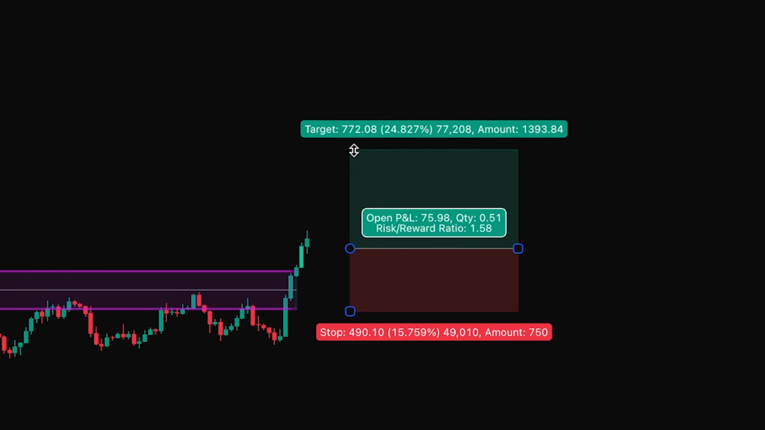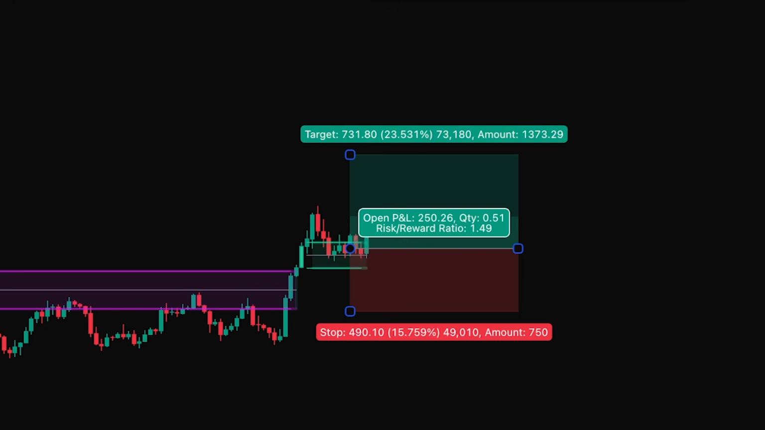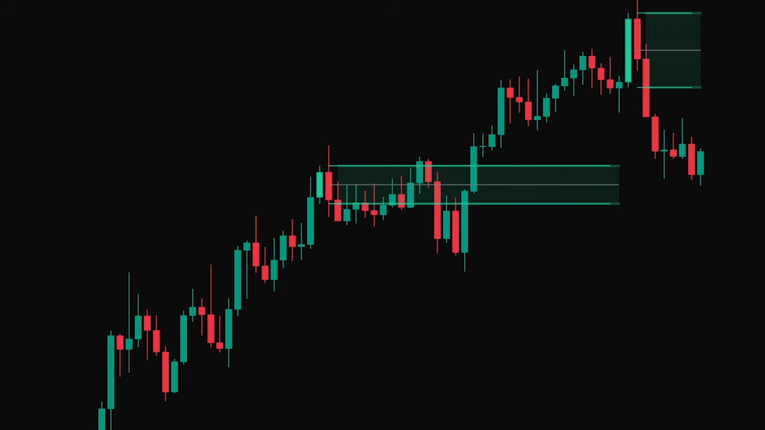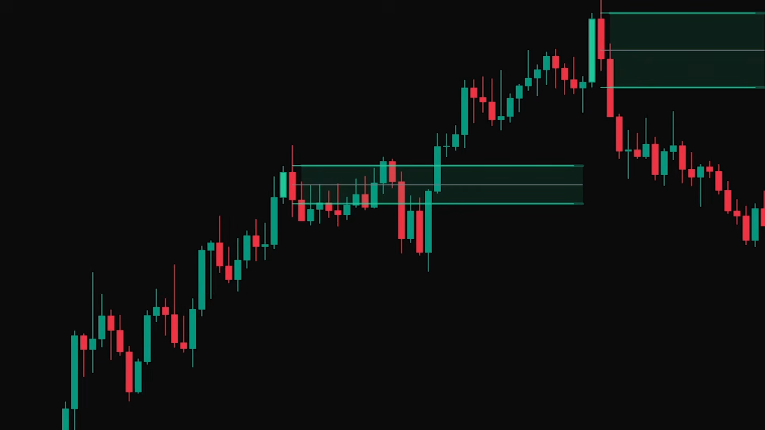Remember, these zones are most reliable in trending markets or at key structure points. Combine with volume, higher time frames, or other confirmations for best results. Practice on historical charts to see how price respects these sentiment shift areas.